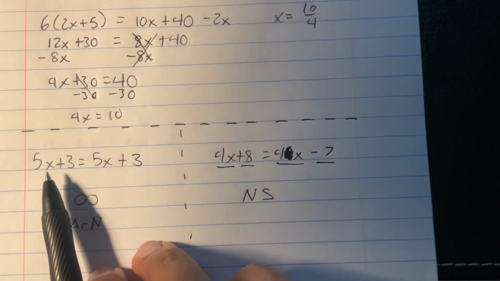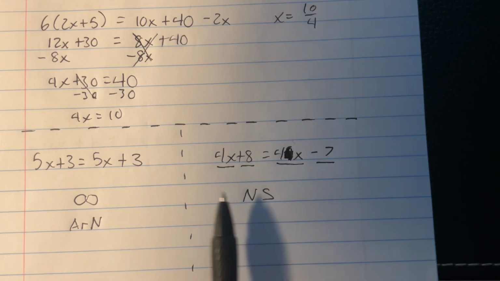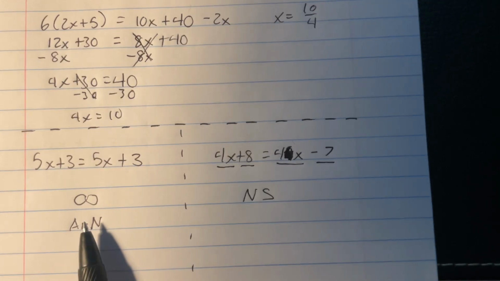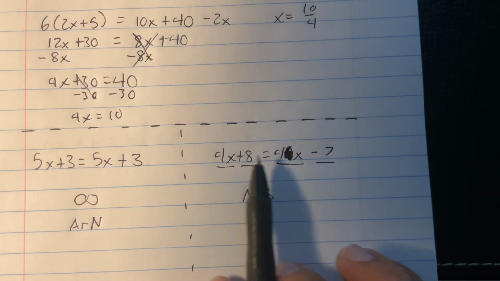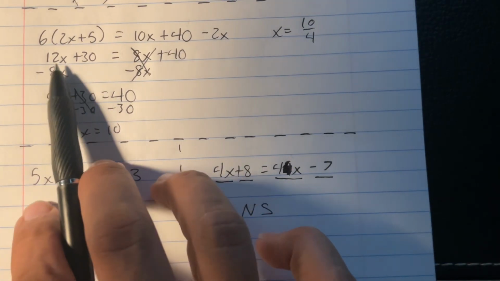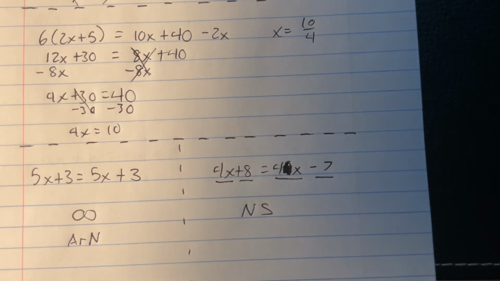So if the x's are the same, it means it's one of these special cases. If they're exactly the same, it's infinite, or all real numbers. And if there are different constants, you have no solution. Okay? If the x's are ever different, you're going to have one solution.